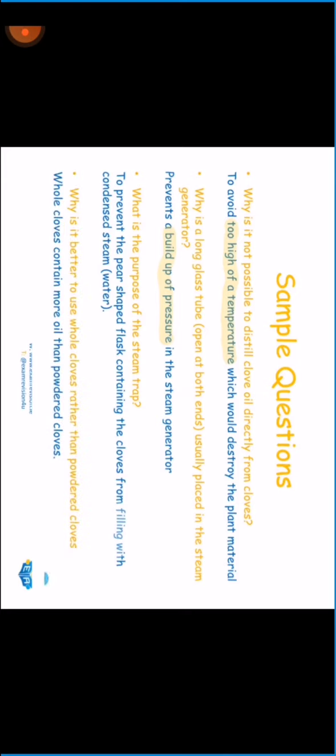The next question is, why is a long glass tube open at both ends usually placed in your steam generator? And that is to prevent a build-up of pressure within your steam generator, or to prevent the steam generator from exploding. What is the purpose of the steam trap? So the steam trap is to prevent your pear-shaped flask containing the cloves from filling with condensed steam or water. And the final question is, why is it better to use whole cloves rather than powdered cloves? And the reason for that is whole cloves contain more oil than powdered cloves.